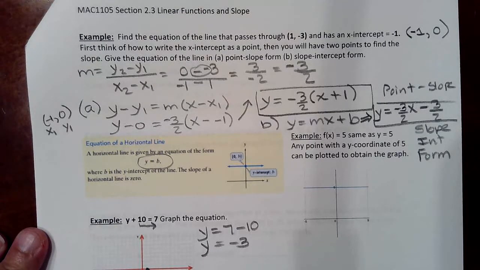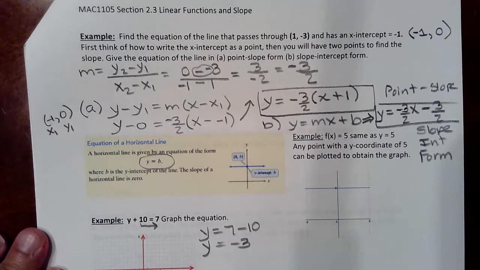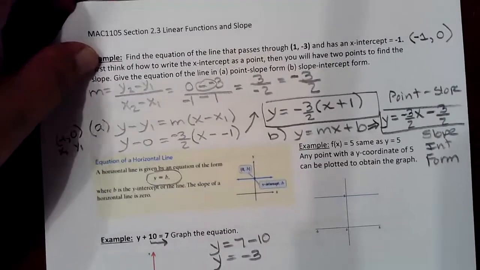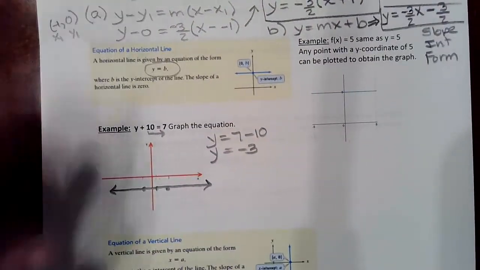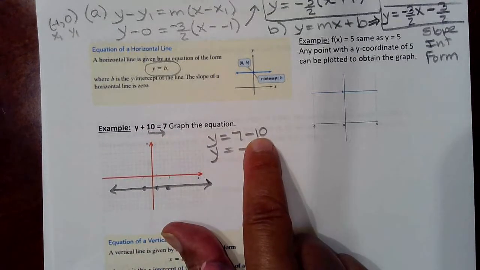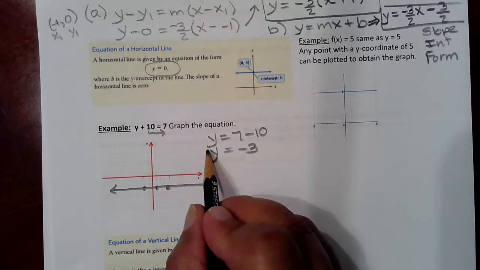So you could plot the point 1, negative 3. You could plot the point 4, negative 3. Just a bunch of points where the y value is negative 3. We could go to negative 2, negative 3. And you'll see that all of these points will line up in a horizontal fashion. Whoops, guess I didn't allow you to see the graph. So I isolated y by bringing the 10 to the opposite side, which made it negative 10. That gave me y is equal to negative 3.